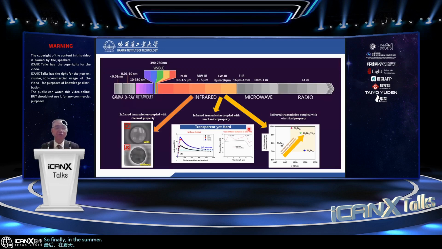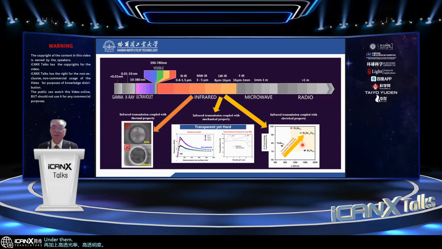So finally, let me summarize what I have talked about. We are talking about infrared transparency, to couple with mechanical properties, to couple with thermal conductivity. We first talk about thermal because it's used in the 3 to 5 micron wavelength range, and that's coupled with thermal properties. And then for mechanical, because it is used in the long wavelength IR range, we have good mechanical strength coupled with high transmittance, the high transparency.